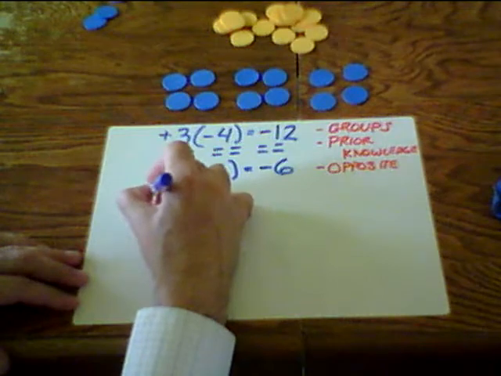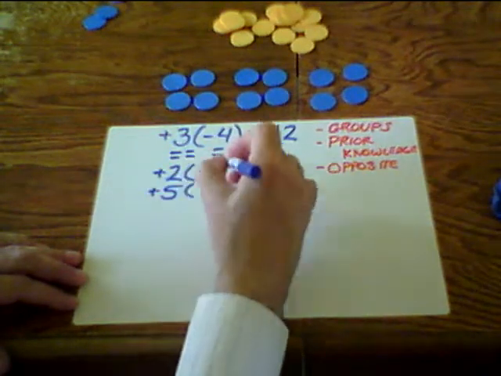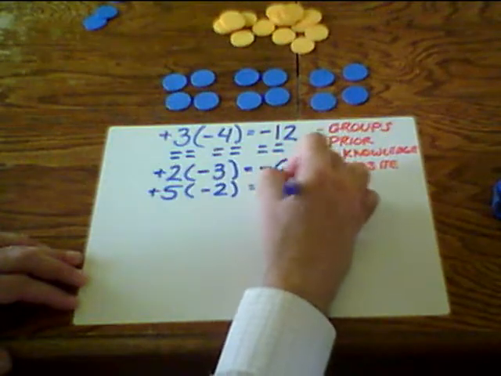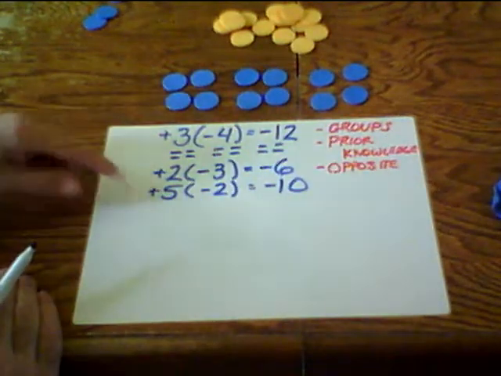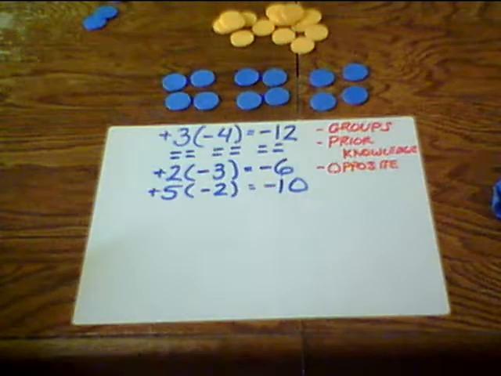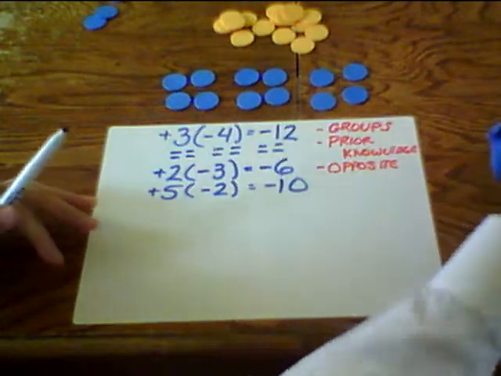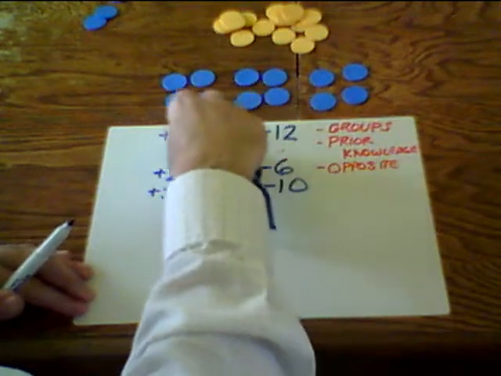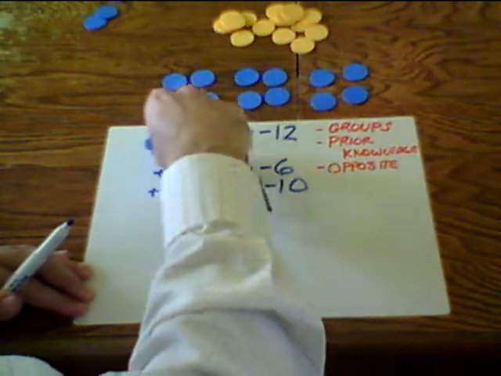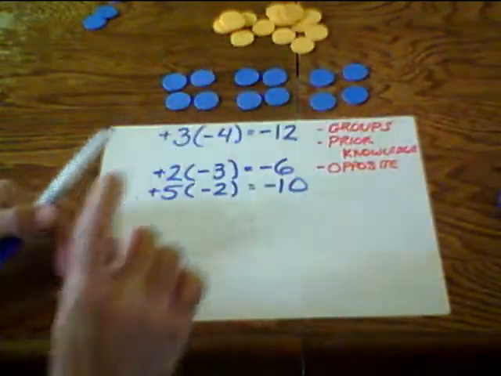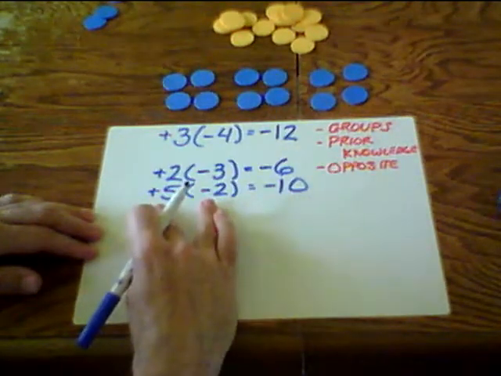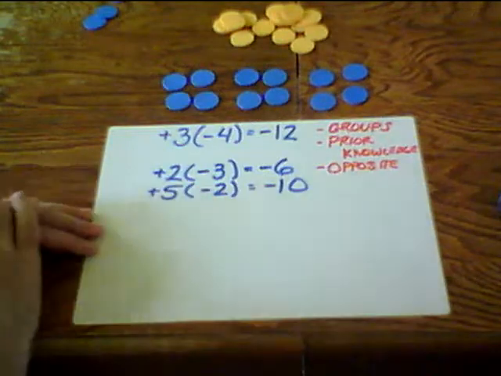And then positive 5 times negative 2, negative 10. Okay, so you write these 3, maybe a 4th one on the board, and what you want the students to do is to take a look at them and see if they could find a way to solve these problems without using the semi-concrete or the concrete items. Can they figure out a way to come up with this answer based upon this question, so to speak?